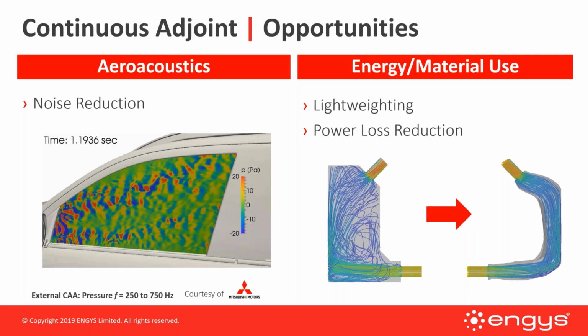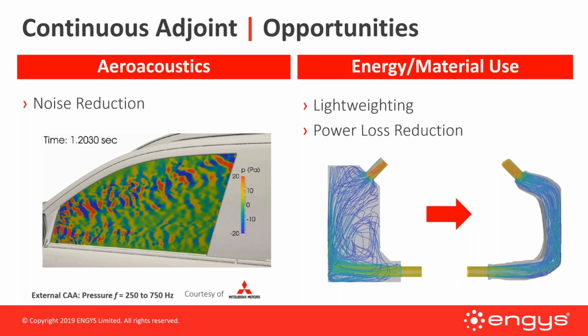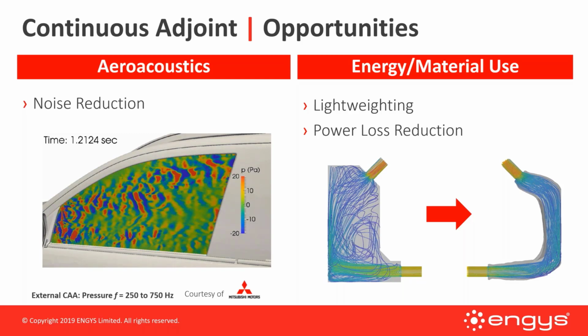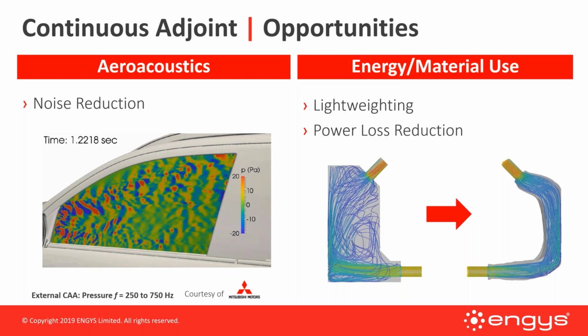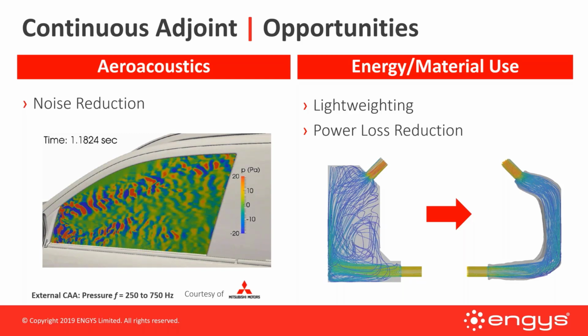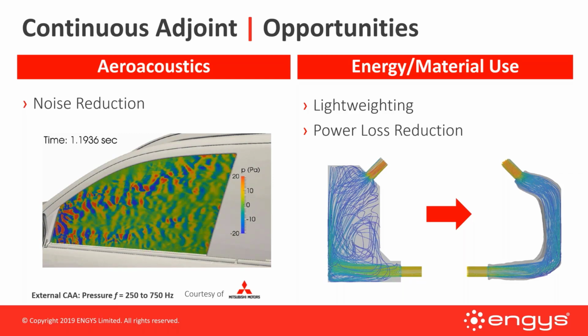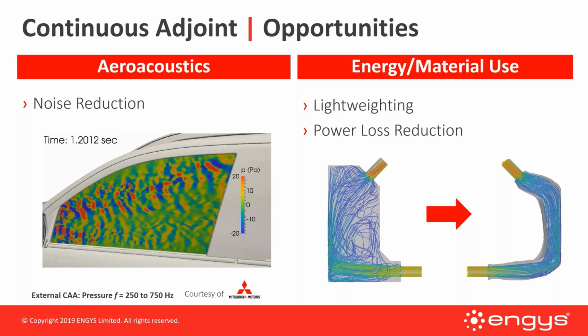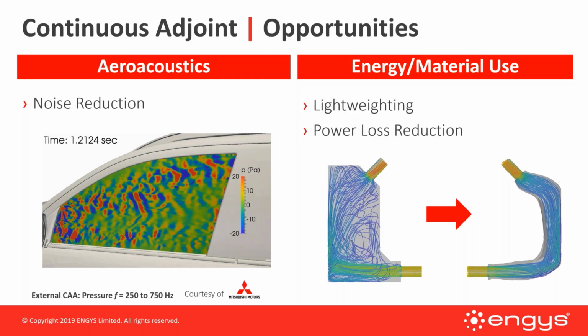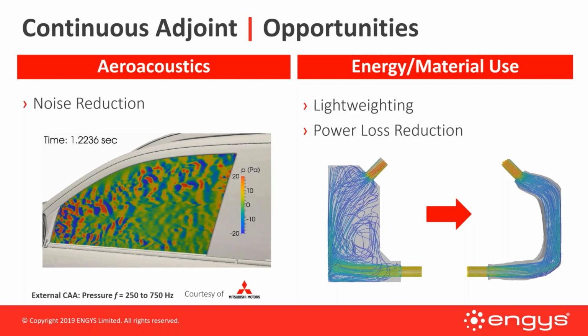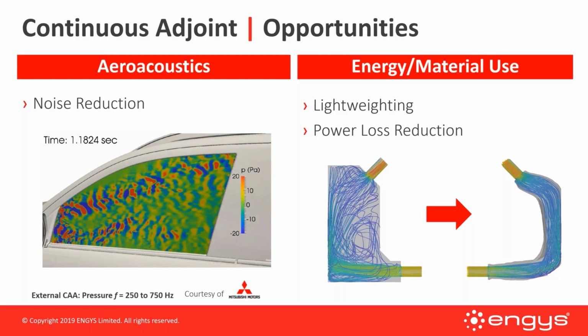Another area that might be an opportunity for continuous adjoint is aeroacoustics for noise reduction. There's an objective for noise reduction specifically. And one might ask, how would we shape the vehicle in order to manipulate the noise or reduce the noise that's hitting at a certain component on the vehicle?